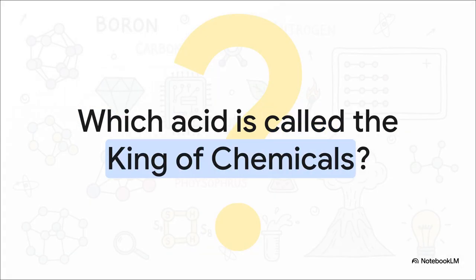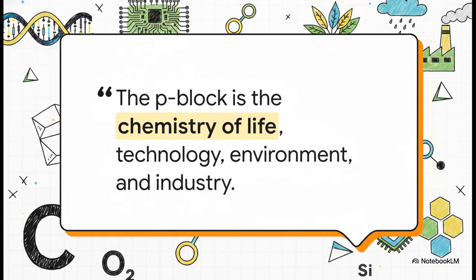And here is our final question to wrap up the review. Pop quiz 5. Which acid is called the king of chemicals? Is it A, nitric acid, B, hydrochloric acid, C, sulfuric acid, or D, phosphoric acid? Total industrial dominance belongs to C, sulfuric acid, or H2SO4. Which brings us right to our conclusion, and I think it's perfectly captured by this quote from our source material.